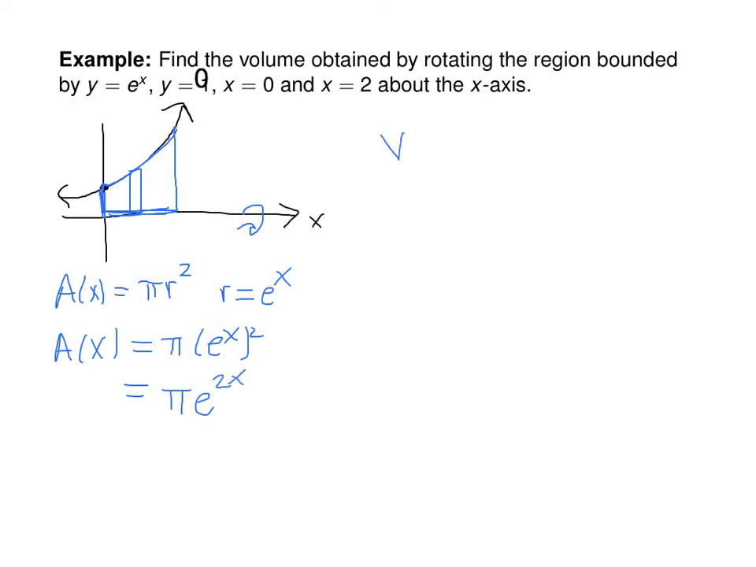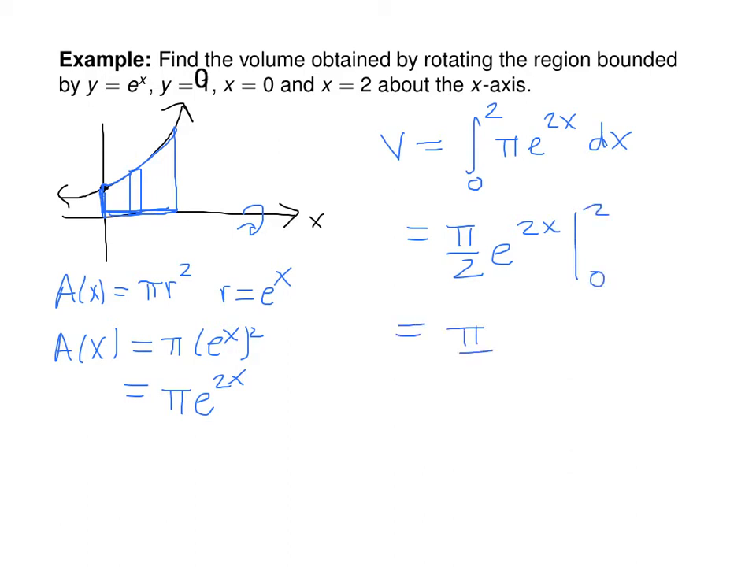To find the volume, you add up all the slices, which is an integral. So we integrate from x equals 0 to x equals 2, pi e to the 2x dx. This one's pretty easy, so let's work it out. When you antidifferentiate e to the 2x, you end up with 1/2, so pi over 2, e to the 2x, evaluated from 0 to 2. So that's pi over 2 times e to the 4th minus e to the 0. e to the 0 is 1, so pi halves times e to the 4th minus 1.